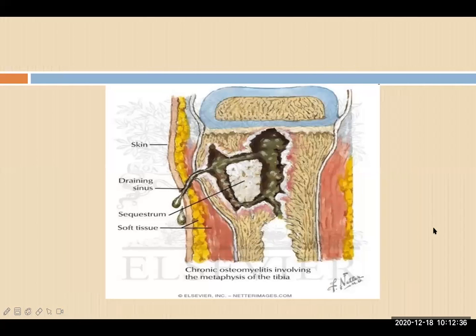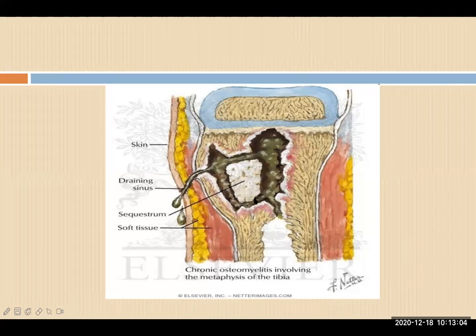Now, this is a schematic diagram, which is very useful for you to understand the concept. Here, the chronic osteomyelitis involving the metaphysis of the tibia is shown as a schematic diagram. This is the skin, the subcutaneous tissue. There is a periosteum of the bone, and this is the upper end of the tibia. See that there is the epiphysis of the tibia. You can see, in this area is the metaphysis.